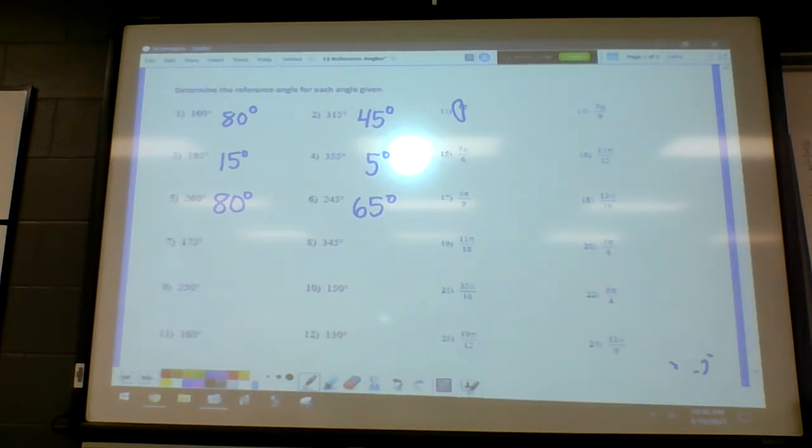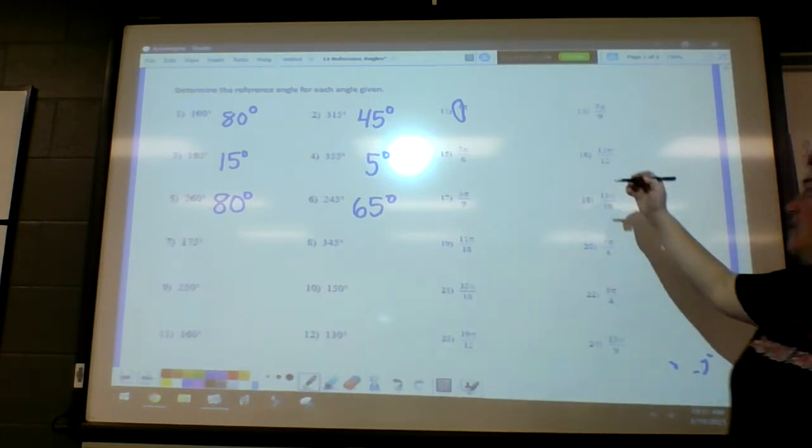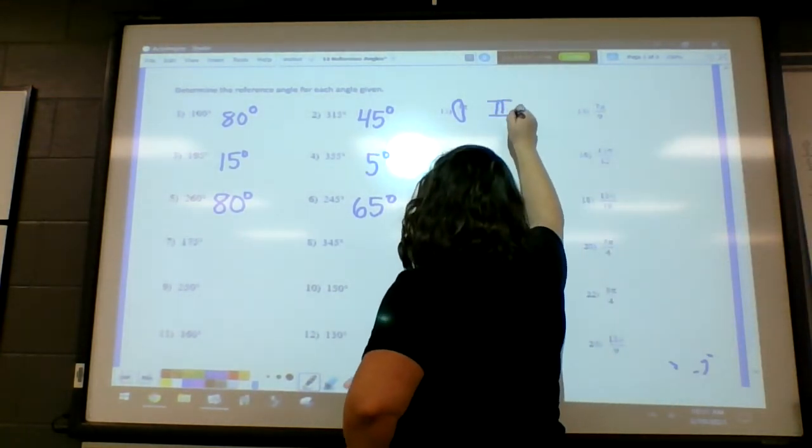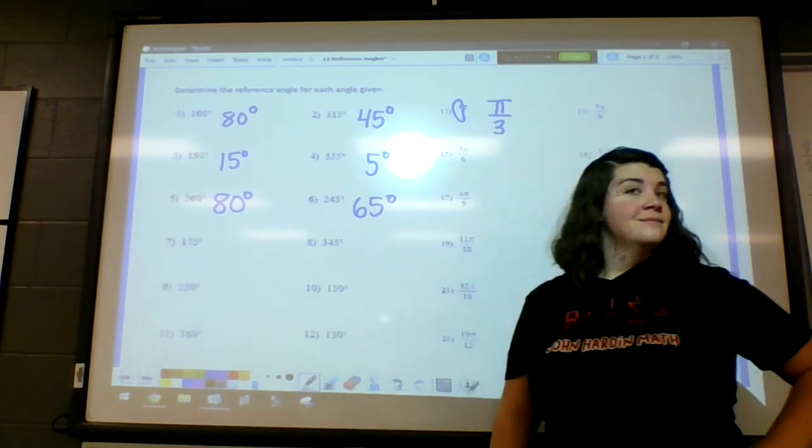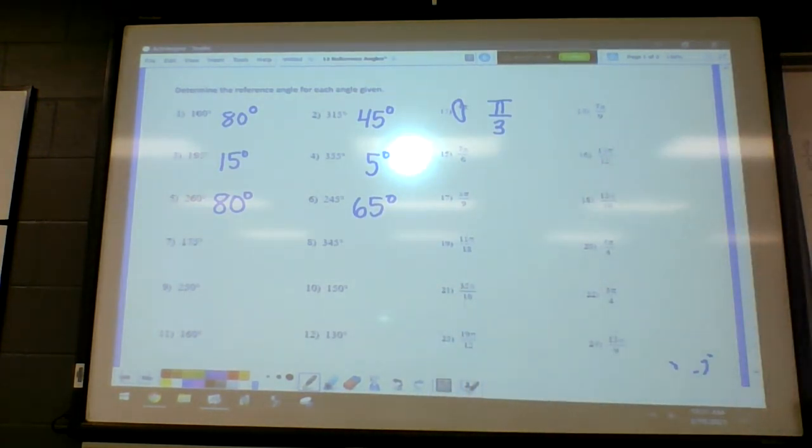And so based off of this 4 over 3, is 4 over 3 closer to 1 or is it closer to 2? Closer to 1, right? And so you're going to try to get it close to pi. So how much do you have to take off for 4/3 to become 3/3? 1/3. So your reference angle is pi over 3. That's magic.